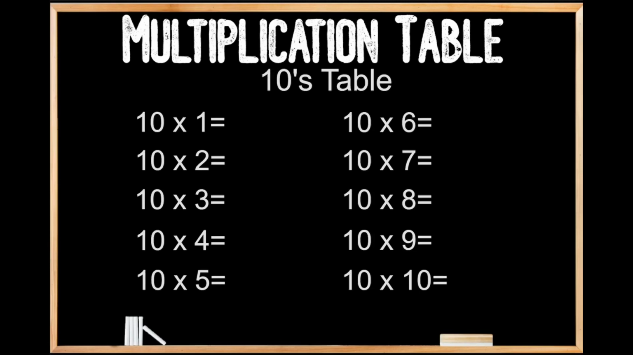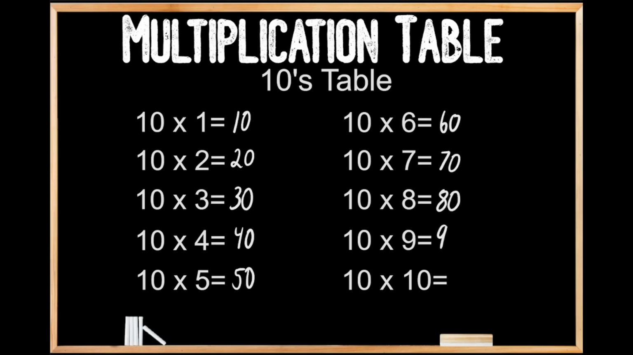Tens table. 10 times 1 is 10. 10 times 2 is 20. 10 times 3 is 30. 10 times 4 is 40. 10 times 5 is 50. 10 times 6 is 60. 10 times 7 is 70. 10 times 8 is 80. 10 times 9 is 90. And 10 times 10 is 100.